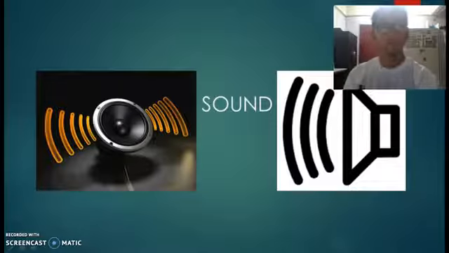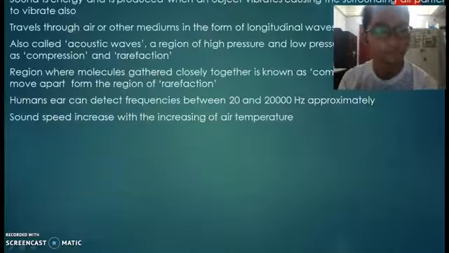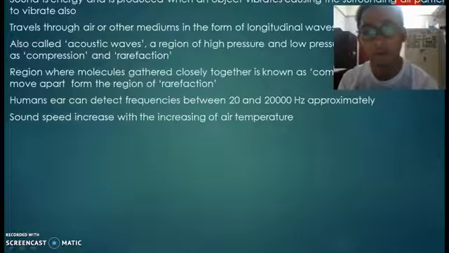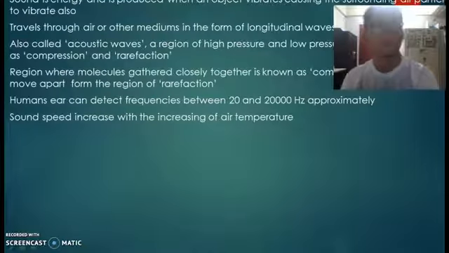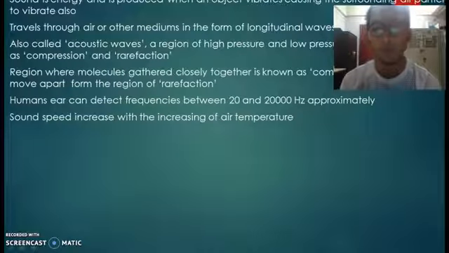Alright, out of wave, we continue to the sound. Sound is energy and is produced when an object vibrates, causing the surrounding air particles to vibrate also. Then it travels through air or other mediums in the form of longitudinal waves. Also can be called acoustic wave, which is a region of high pressure and low pressure. They're known respectively as compression and rarefaction.